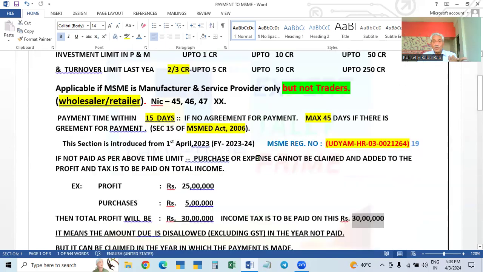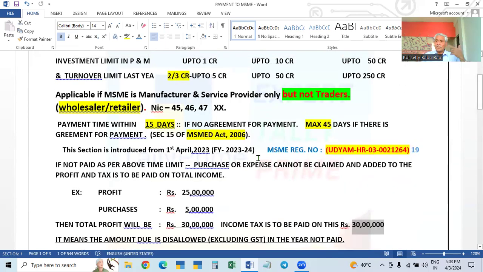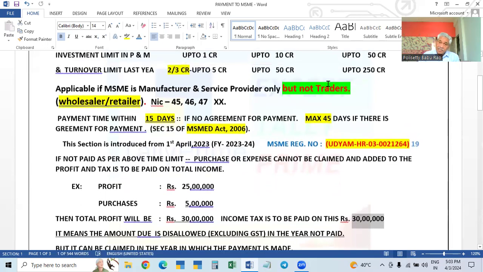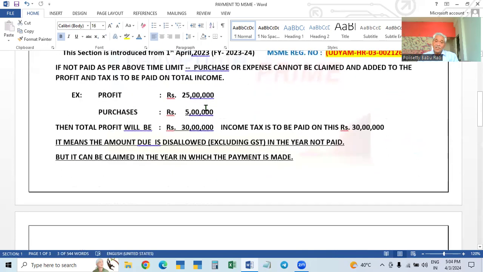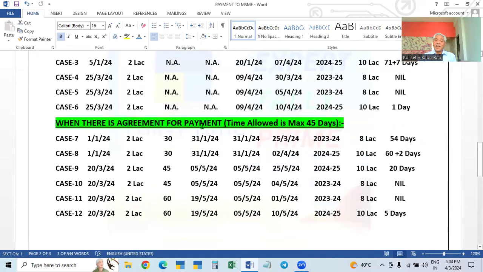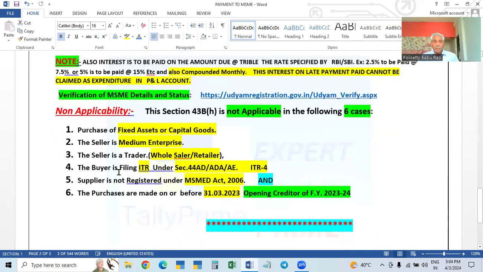In the case of a trader also, if it is priority sector, where the trader is selling agricultural products, agricultural machinery, etc., then even if it's a trader, the number will be different. So even if it's a trader, in the case of priority sector like agriculture, the motor sector, all these things, then it is applicable.